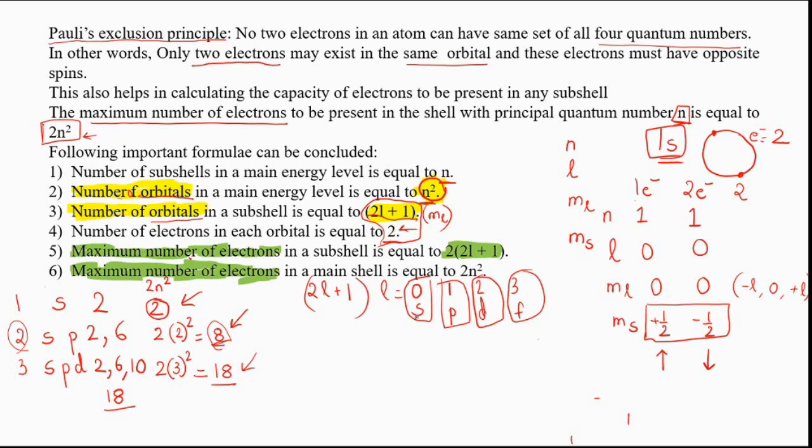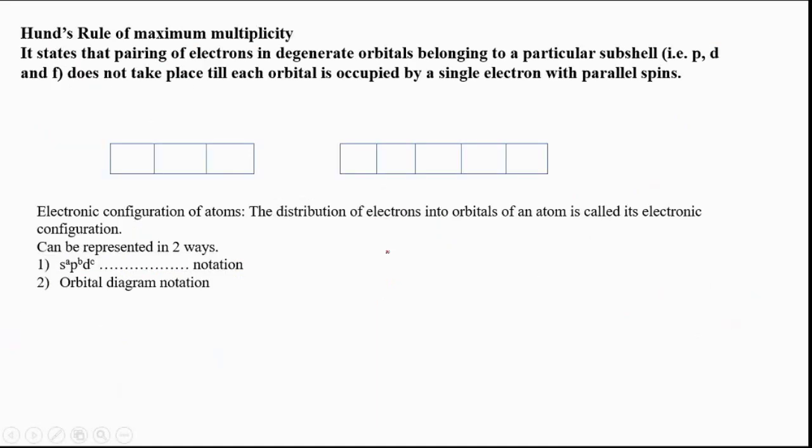So for L is equal to 0, 2 into 0 plus 1 will give us 1 orbital. So the maximum electrons in an s orbital is 2. Then for p, 2 into 1 plus 1 gives us 3, and 3 into 2 is 6. For d, 2 into 2 is 4 plus 1, 5 into 2 is 10. And for f, 2 into 3 is 6 plus 1, 7, 7 2s are 14. So this is giving us the particular subshells and n squared is giving us the main shell. So this is how it is applied.